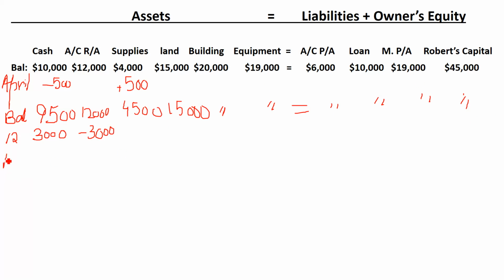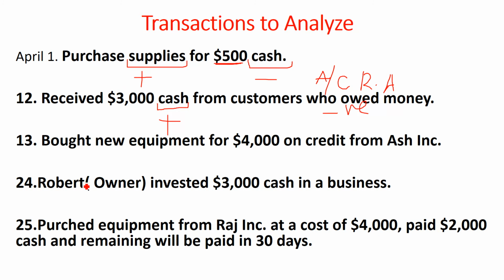So again make the balance. So how much will it be? 12,500, and your accounts receivable is 9,000, right? And these will remain the same, 4,500, these will remain the same. Again you have to make a balance, so it should be equal. Now the next is on the 13th. What happened on the 13th?